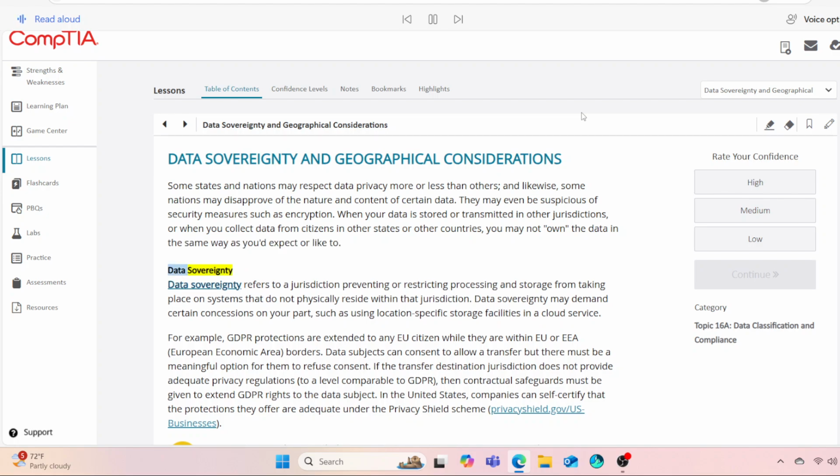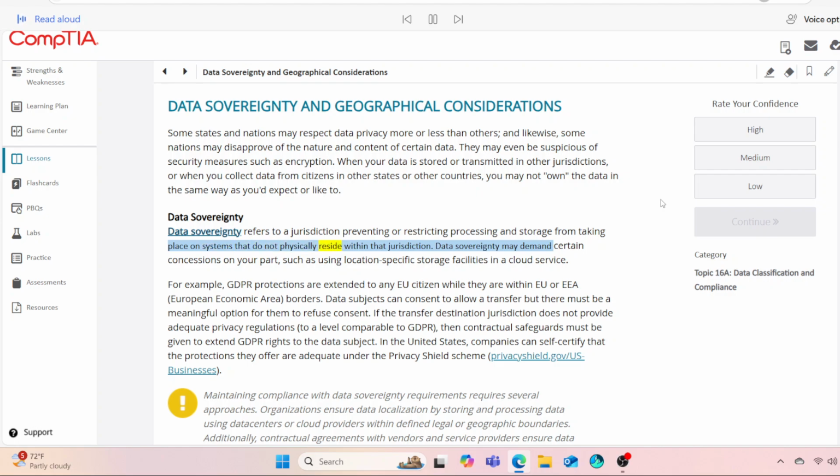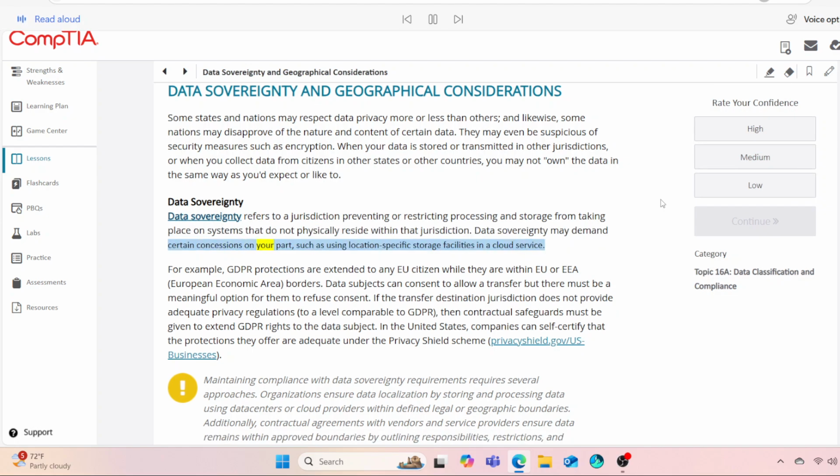Data sovereignty. Data sovereignty refers to a jurisdiction preventing or restricting processing and storage from taking place on systems that do not physically reside within that jurisdiction. Data sovereignty may demand certain concessions on your part, such as using location-specific storage facilities in a cloud service.